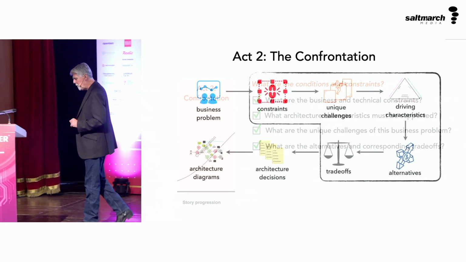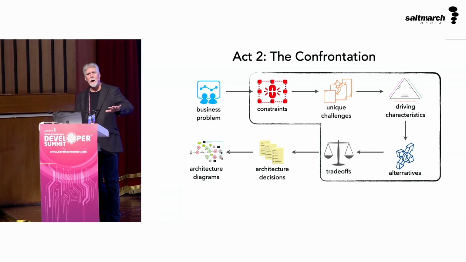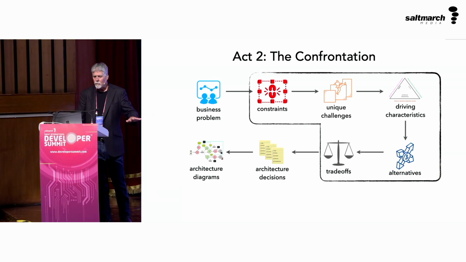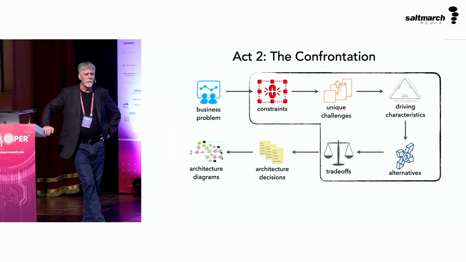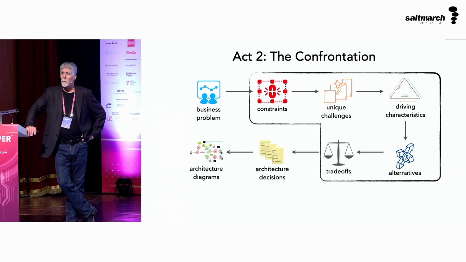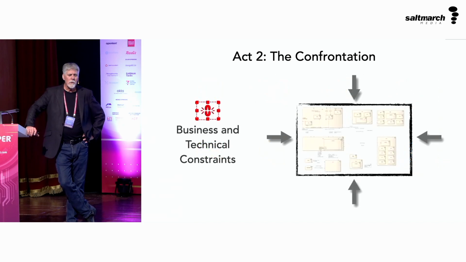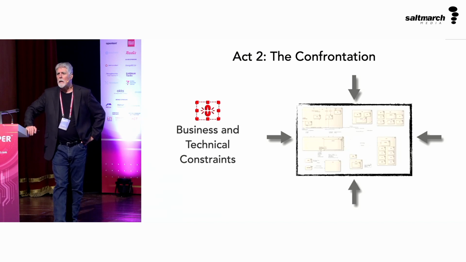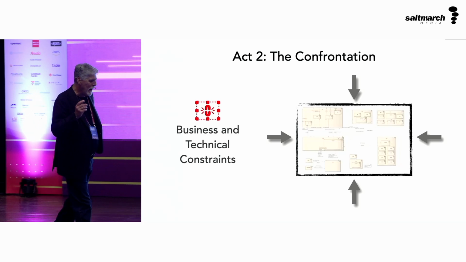So let's take a look at these, because the ingredients in this area of our story are all the constraints, all the unique challenges, driving characteristics, alternatives, and trade-offs. This is where we describe these things in our story. So let's talk about these constraints. Constraints are key. They are necessary to build an architecture.